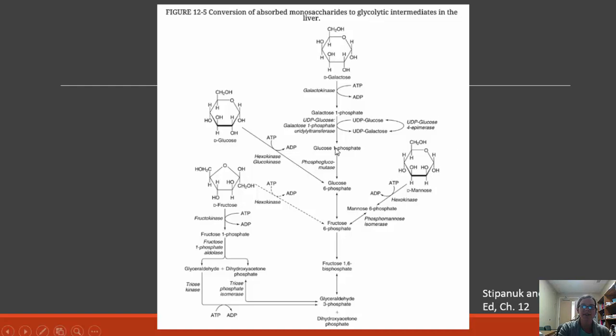So you can see here with our galactose, we go through a series of reactions and ultimately end up with G6P, and then we can keep going with our reactions. We have fructose here, and we can see through a couple of different pathways that fructose can end up as an intermediate in the glycolytic pathway, and then we can just keep going with our process. And here's mannose over here as well.